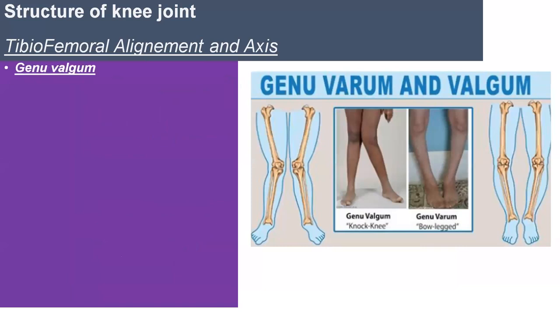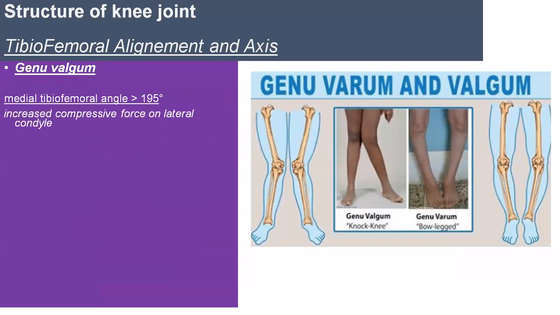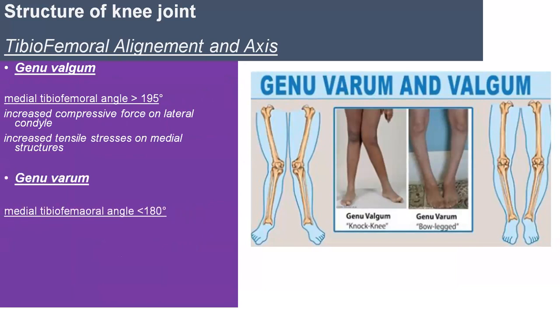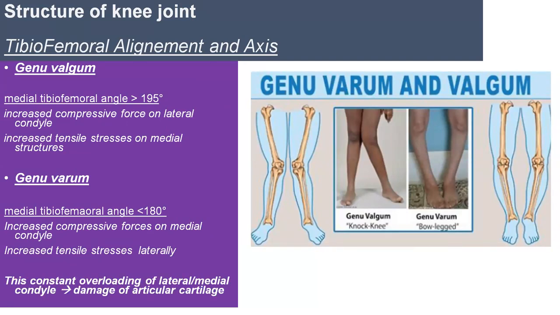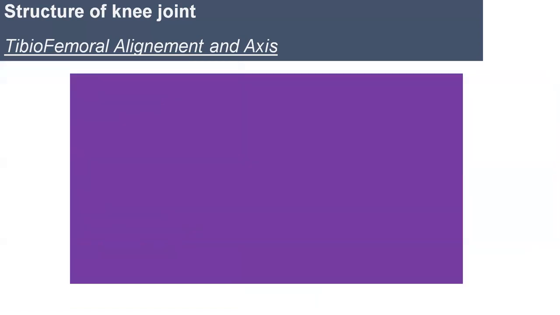So coming to genu valgum and varum, genu valgum is when the medial tibiofemoral angle is greater than 195 degrees. So there is increased compressive force on the lateral condyle and increased tensile stress on the medial structures. Coming to genu varum, the medial tibiofemoral angle will be less than 180 degrees, and increased compressive forces occur on the medial condyle, and increased tensile stresses laterally. This constant overload of the lateral or medial condyle causes damage to the articular cartilage.